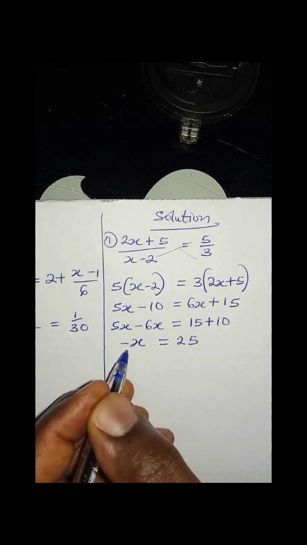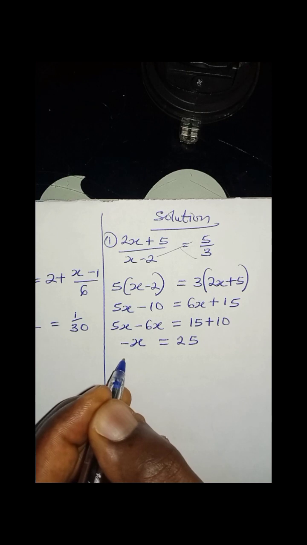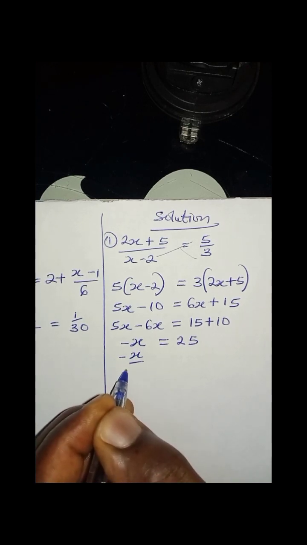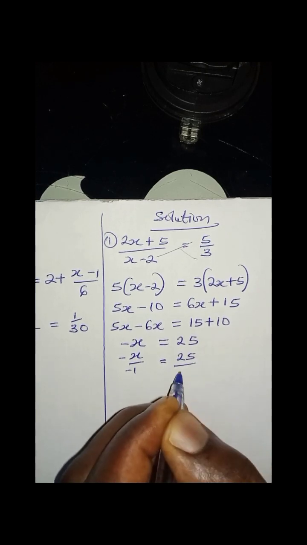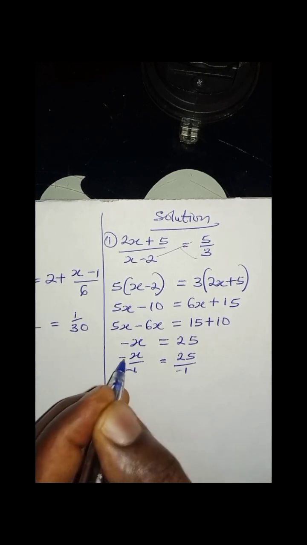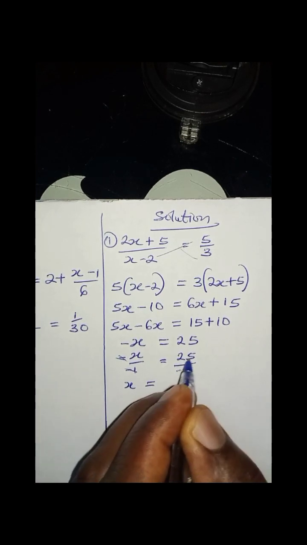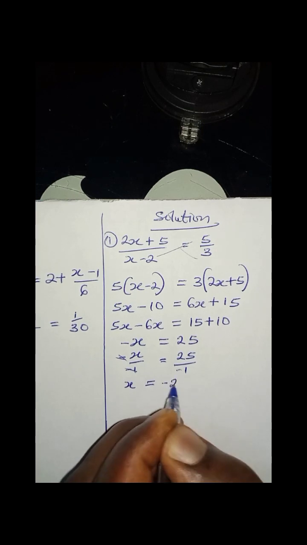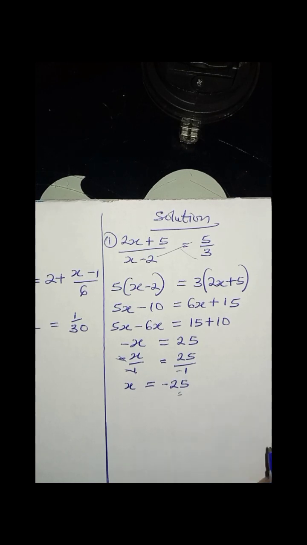Then we'll divide both sides by the coefficient of x, which is minus 1. And in doing that, we say minus x over minus 1 is equal to 25 over minus 1. This goes with this, and we're left with x, which is equal to 25 divided by negative 1 gives you negative 25, and that's the value of x.